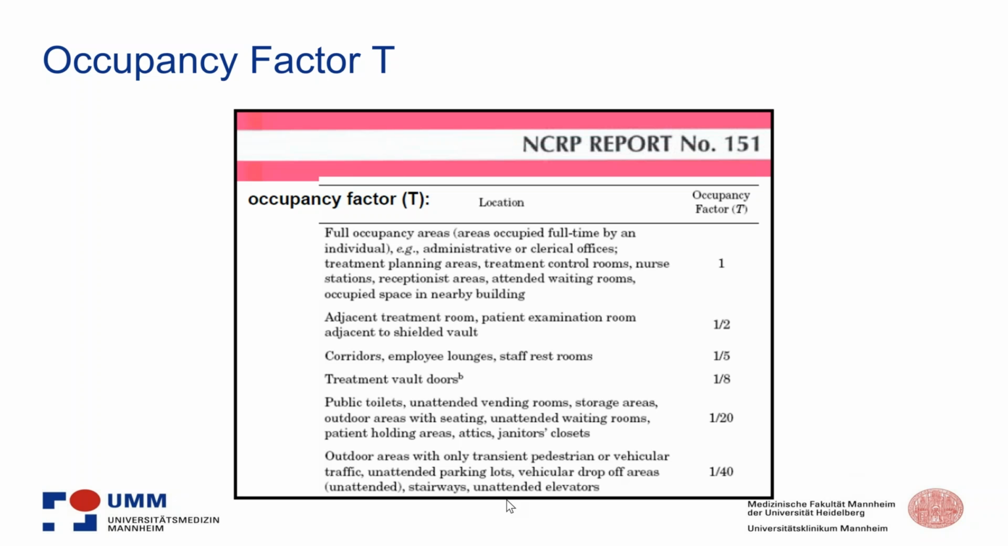You see this factor scales, and it is going down for areas where the occupancy is getting lower and lower. So the factor is lower as well. The highest occupancy factor means 100%. This area could be 100% occupied by an individual. That means day and night, 365 days a year. Yeah, next.